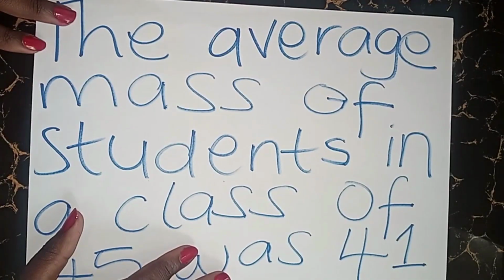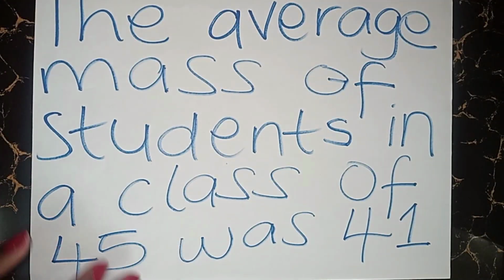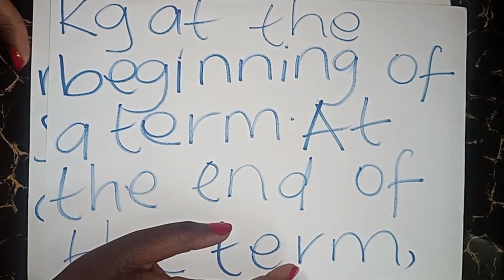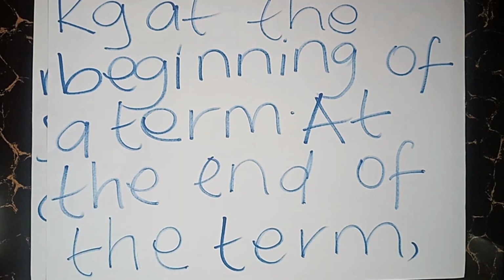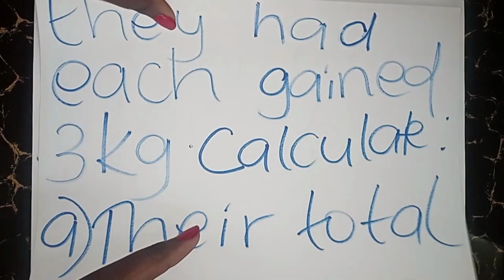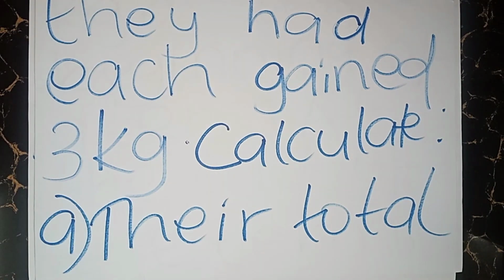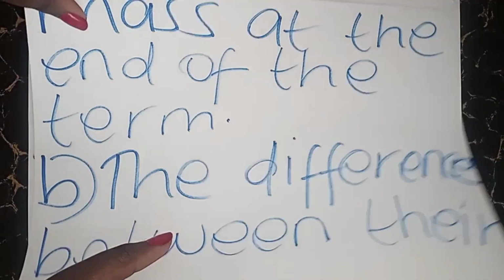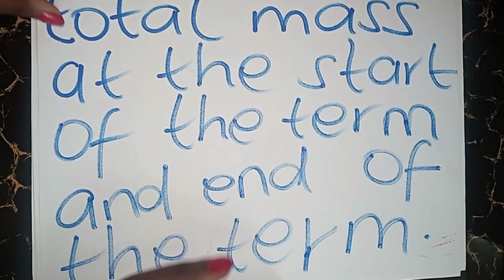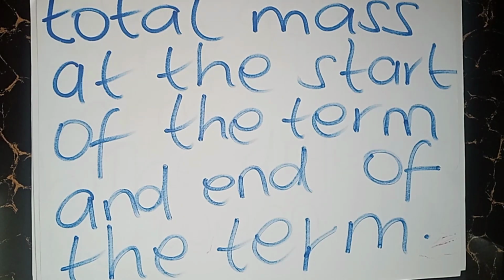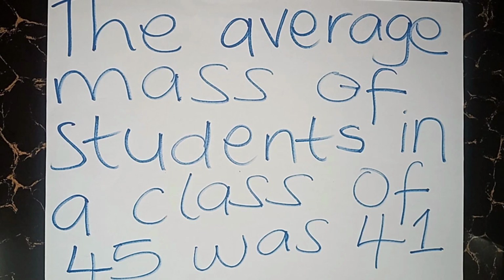this. The average mass of students in a class of 45 was 41 kgs at the beginning of a term. At the end of the term, they had each gained 3 kgs. Calculate A, their total mass at the end of the term, and B, the difference between their total mass at the start of the term and the end of the term. Okay? This is another very simple question.